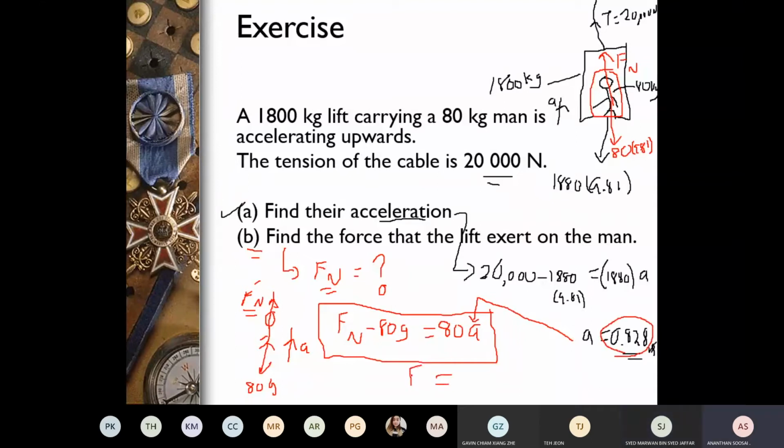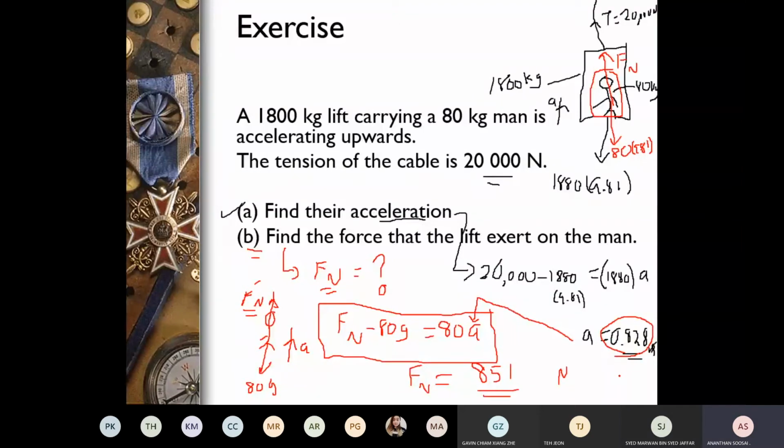So can anyone give the normal force to me? How many Newton? 3 significant figures. 851. 851. Yeah, 851 Newton. Okay, makes sense.